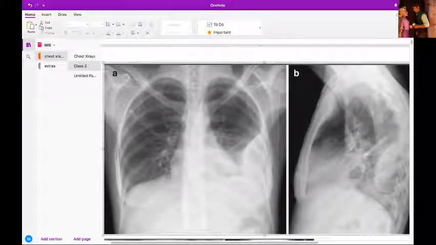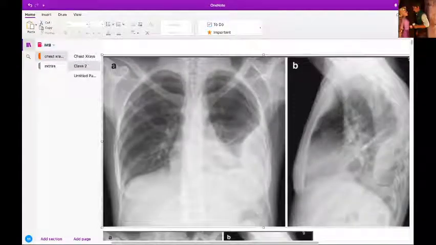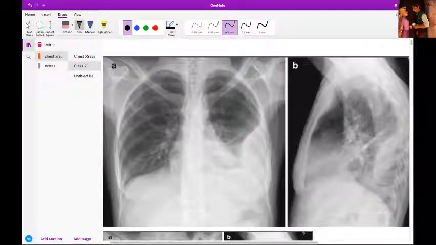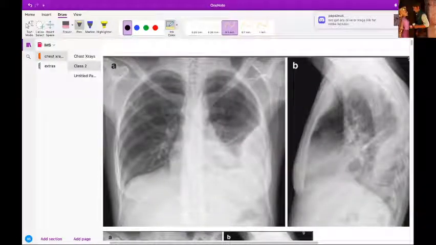Okay, so we're interpreting this X-ray. What we can see here is a loculated collection over here, this one. So this is basically a collection of something in the pleura.